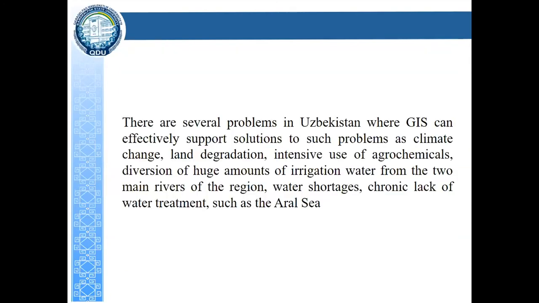There are several problems in Uzbekistan where GIS can effectively support solutions to such problems as climate change, land degradation, intensive use of agrochemicals, diversion of huge amounts of irrigation water from too many rivers of the region, water shortage, chronic lack of water treatment, such as the Aral Sea.